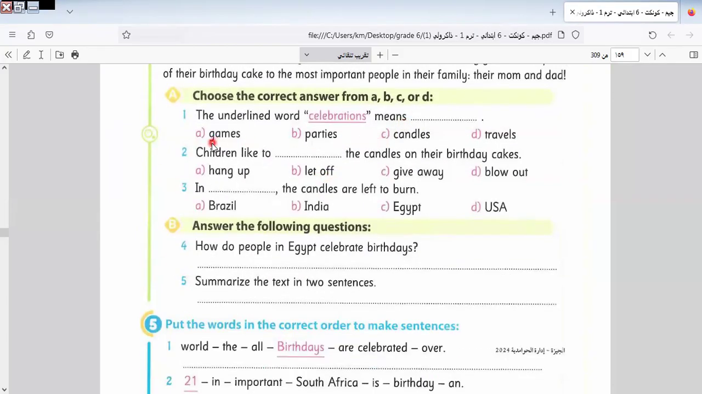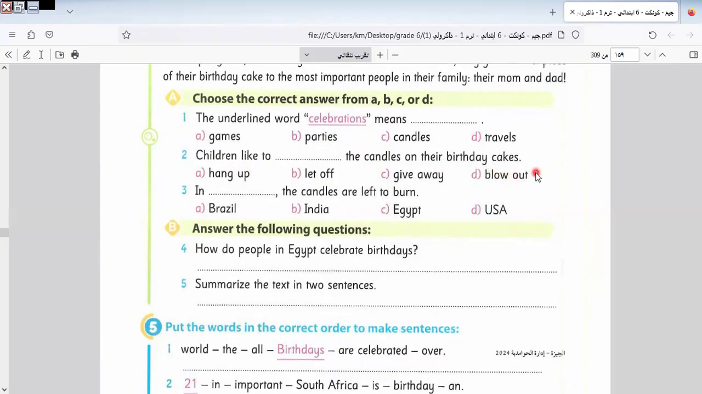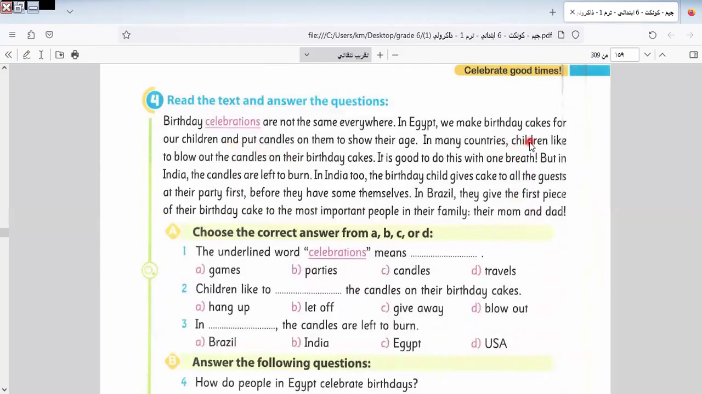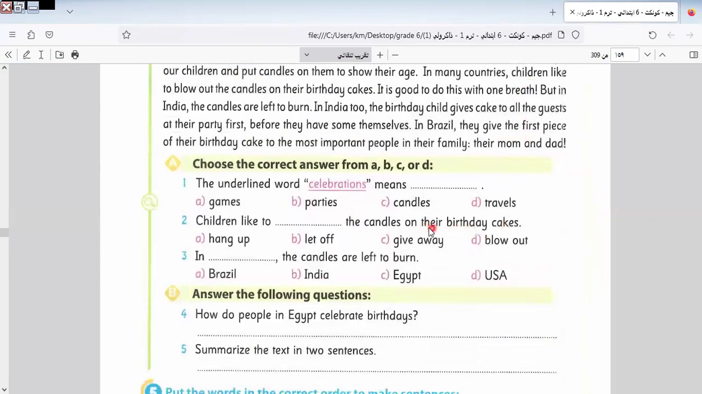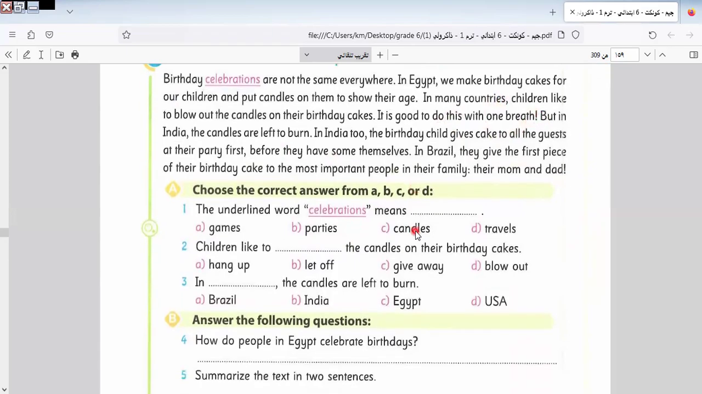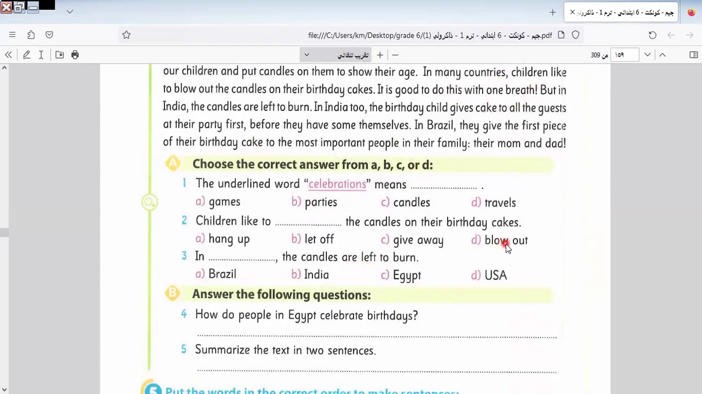Means games, means candles, means travels, or parties. Celebration means parties here, this one. Children like to blow out the candles on their birthday cakes. Children like to what on their birthday cakes? Like to blow out, this one, to blow out. In India, candles are left to burn.